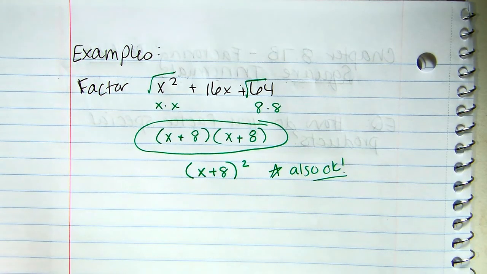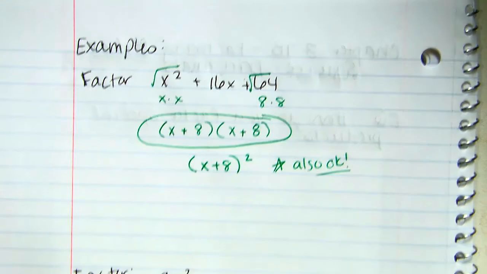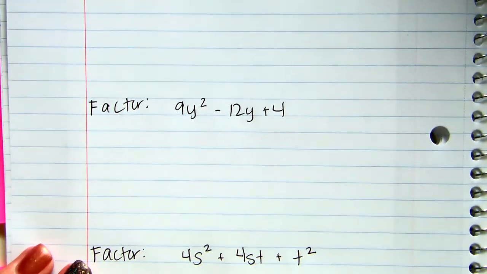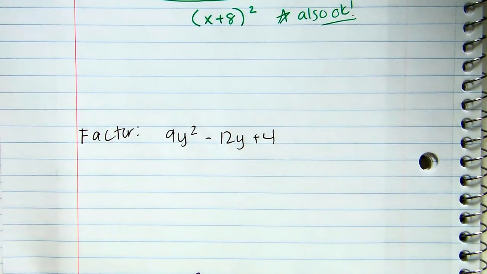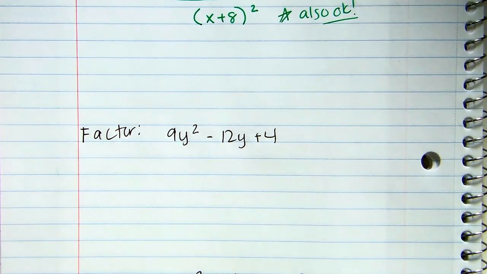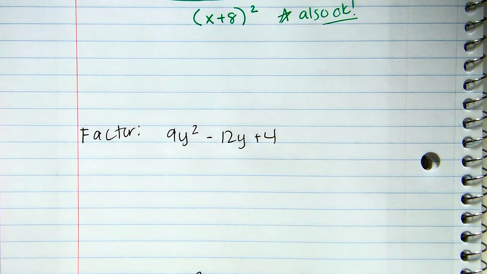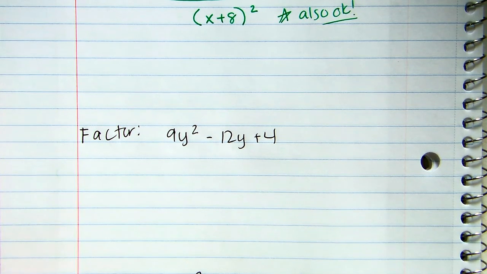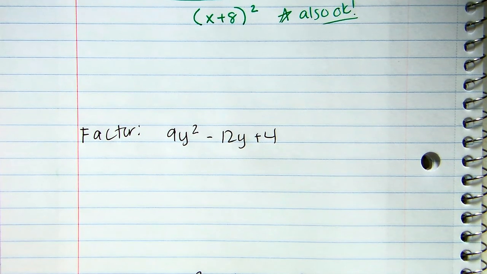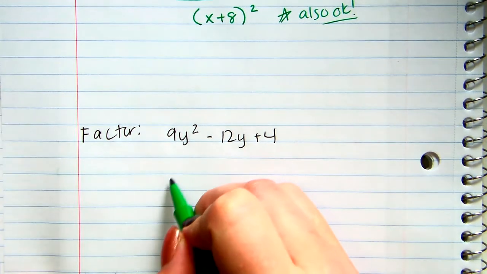Now, like I said earlier, sometimes we're going to have to factor things that have a number in front of our variable. That number in front of our variable is called the coefficient. Here, we want to factor 9y squared minus 12y plus 4. This is a negative positive, which is secretly that negative negative, so that's what I'm going to put in my parentheses.